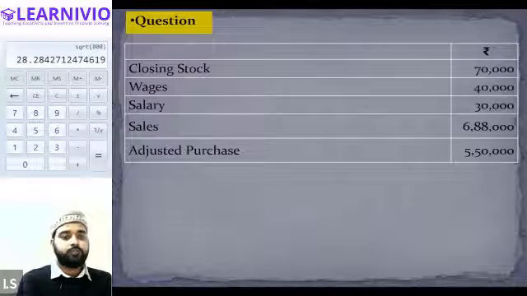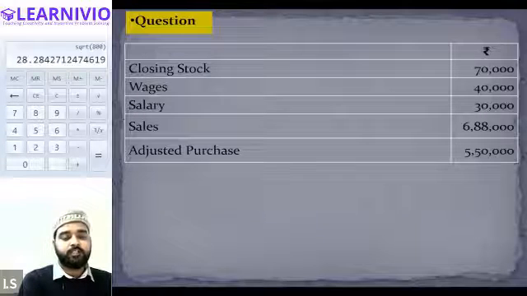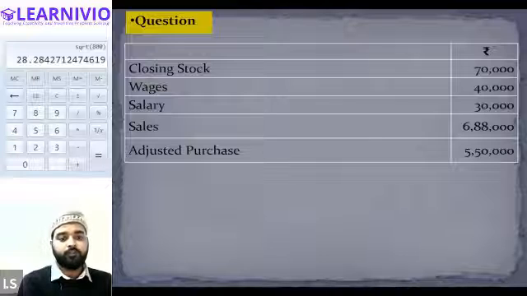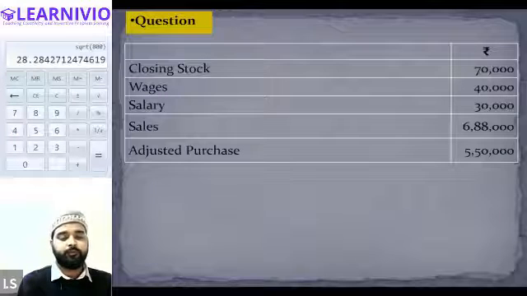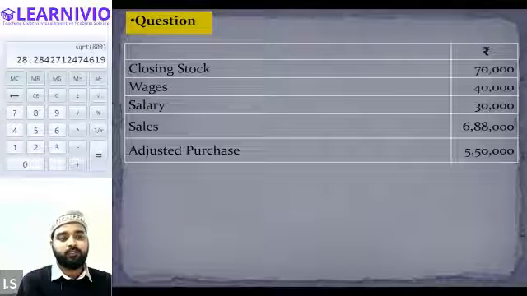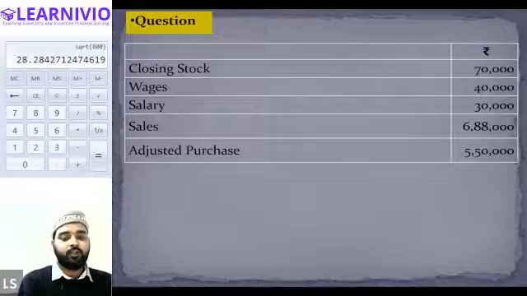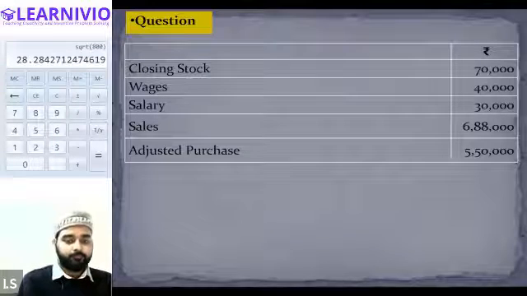So this was the question. Closing stock, you must have recorded this on the credit side of the trading account. Then wages, it must be recorded on the debit side of the trading account. Salary should not be recorded in the trading account. If only salary is given, that means it is an indirect expense. We will be recording it in the profit and loss account whenever we make it.